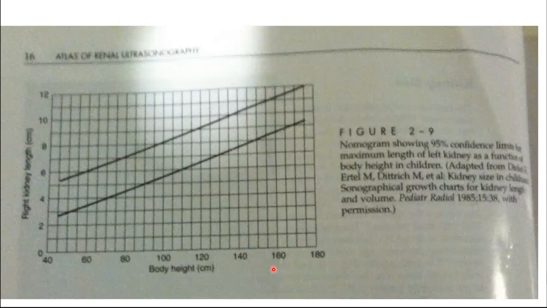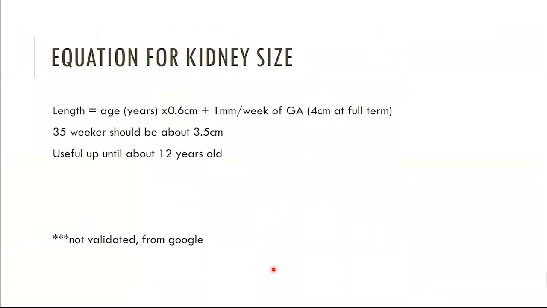The thing to keep in mind, though, is that the height of the child is probably more predictive of what their kidney length should be than necessarily the age of the child. Again, there's some tables out there. This was an equation I found on Google that seemed to work pretty well. The age in years times 0.6, and then you add 1 millimeter per week of gestation. So if it was a full-term kid who's now 5 years old, you would do 5 times 0.6, add 4 centimeters. So they were a full term.